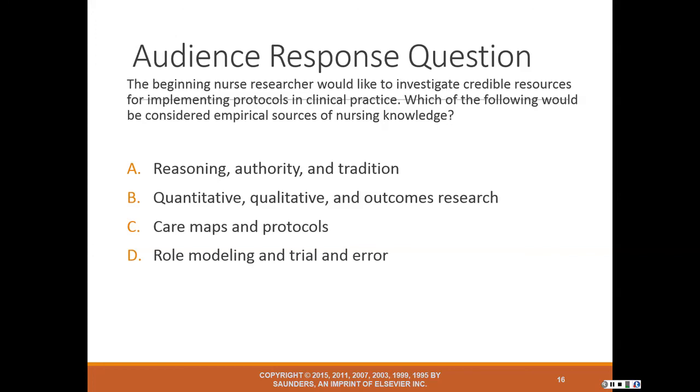Here's a question for you. The beginning nurse researcher would like to investigate credible resources for implementing protocols in clinical practice. Which of the following would be considered empirical sources of nursing knowledge? Reasoning, authority, and tradition; quantitative, qualitative, and outcomes research; care maps and protocol; role modeling, and trial and error. Empirical means it can be verified, so I would say B, quantitative, qualitative, and outcomes research.